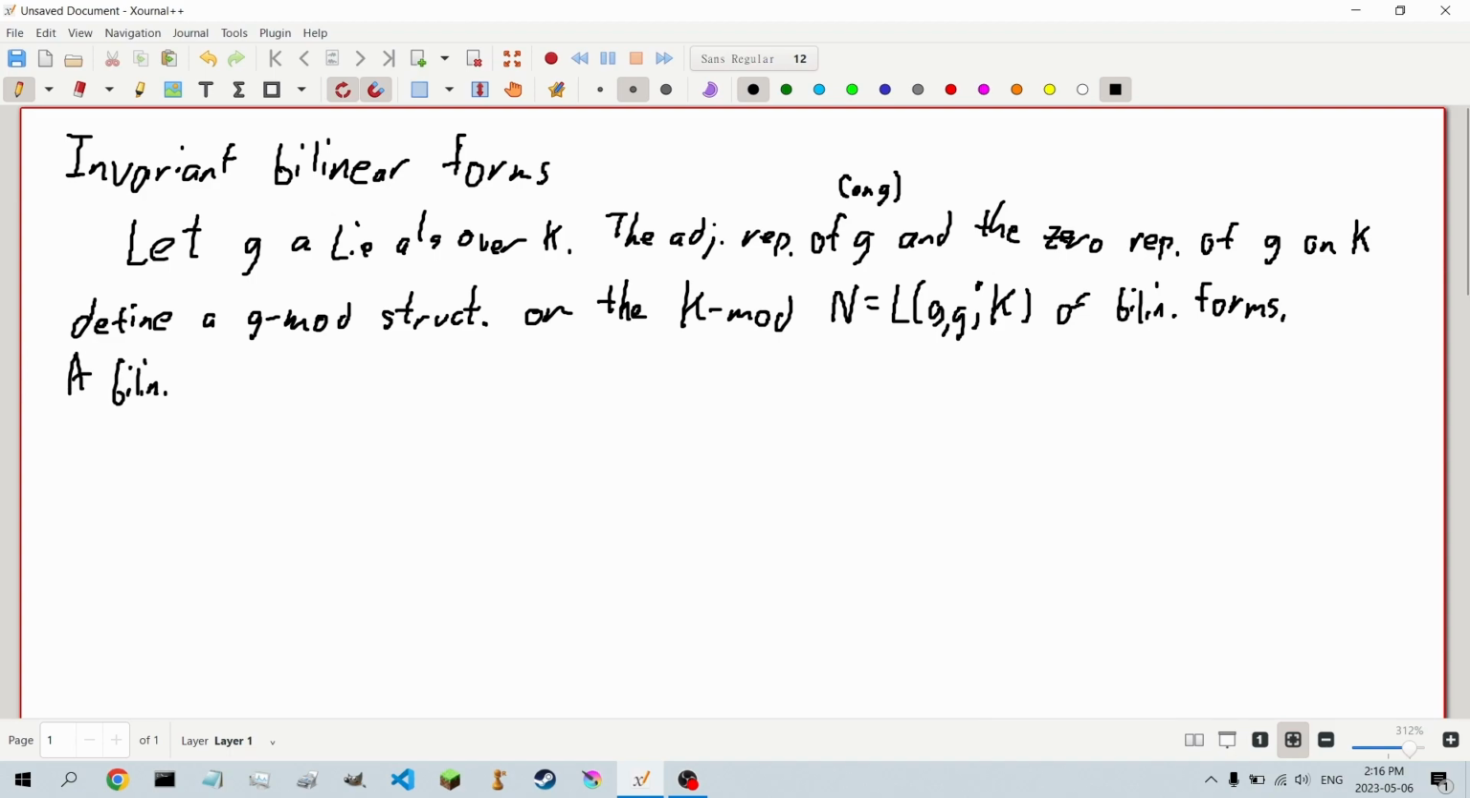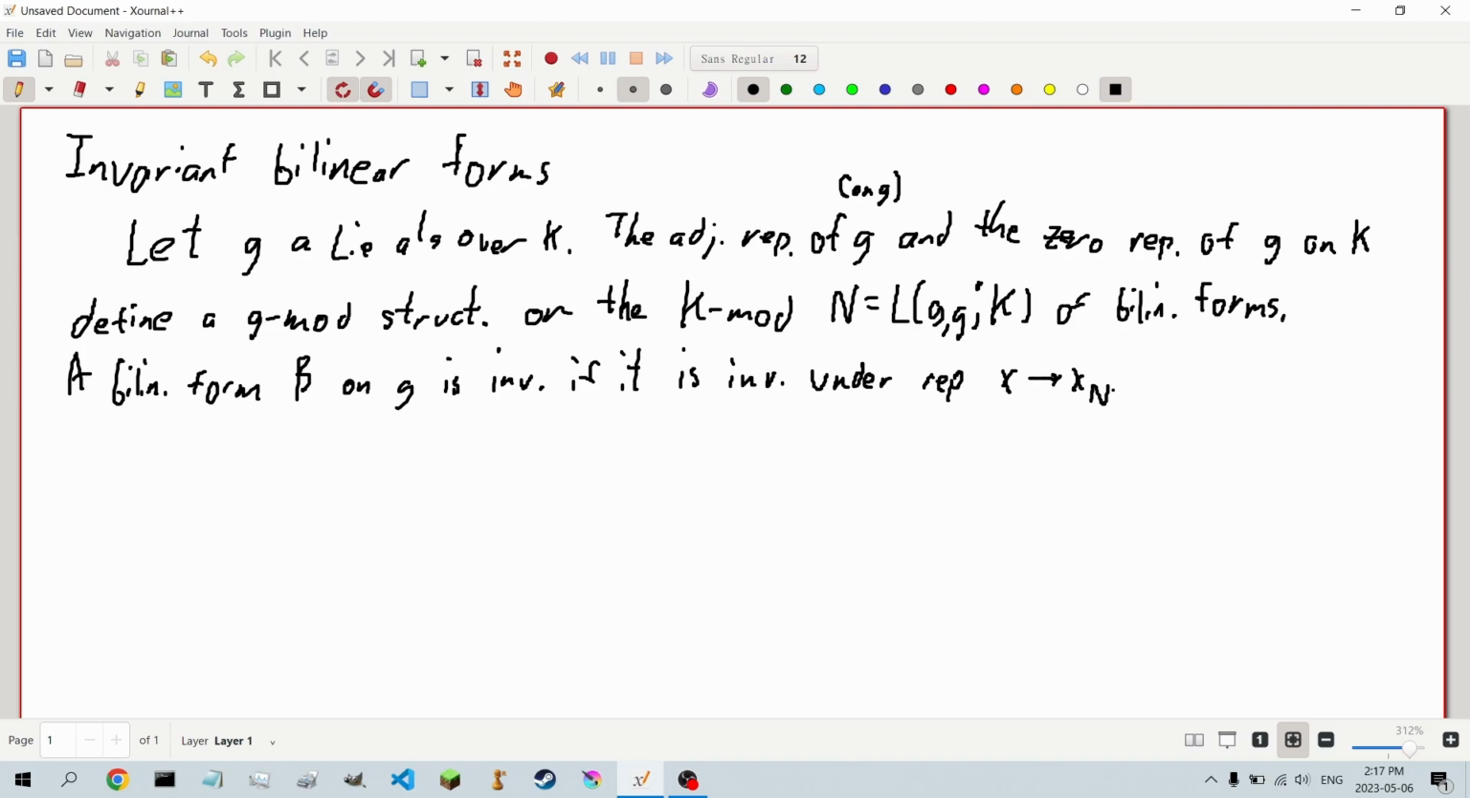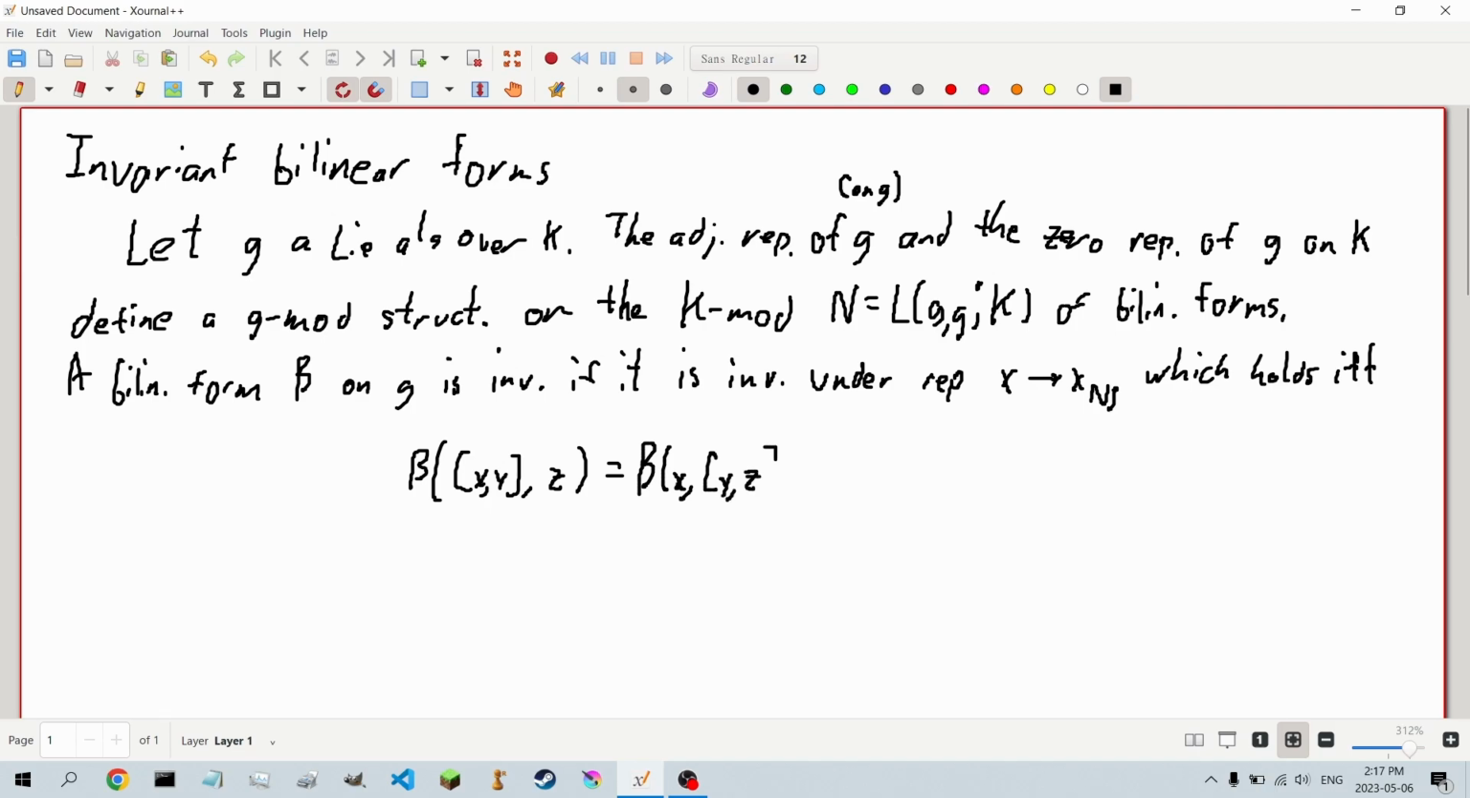Yeah, a bilinear form beta on G is invariant if it is invariant under the representation sending X to X acting on N. And this holds if and only if essentially beta of X bracket Y and Z is equal to beta of X and Y bracket Z. So essentially we can shift the bracket over to the other side.